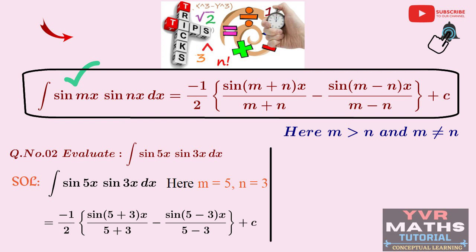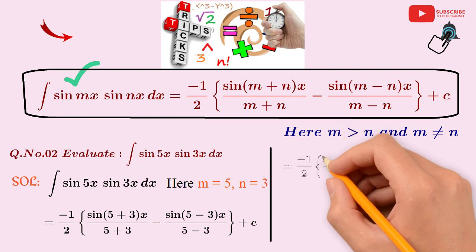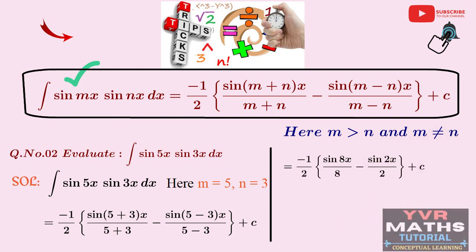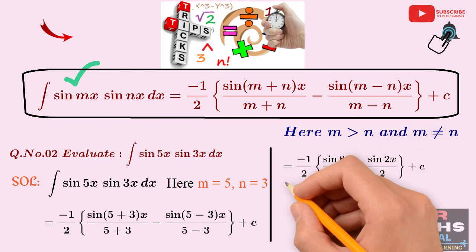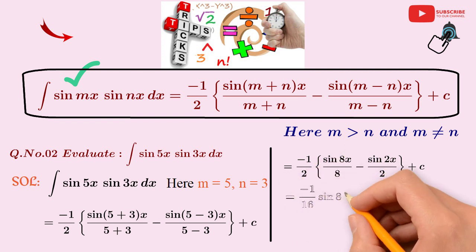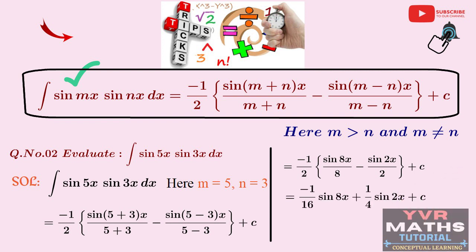Now simplify this one, then the next step is minus 1 by 2 into sin 8x by 8 minus sin 2x by 2 plus c. If we simplify this one, then the next step is minus 1 by 16 into sin 8x plus 1 by 4 into sin 2x plus c. So this is the final answer for the given integral. So from a competitive exam point of view, if we use this formula, you will get the answer within 5 seconds.